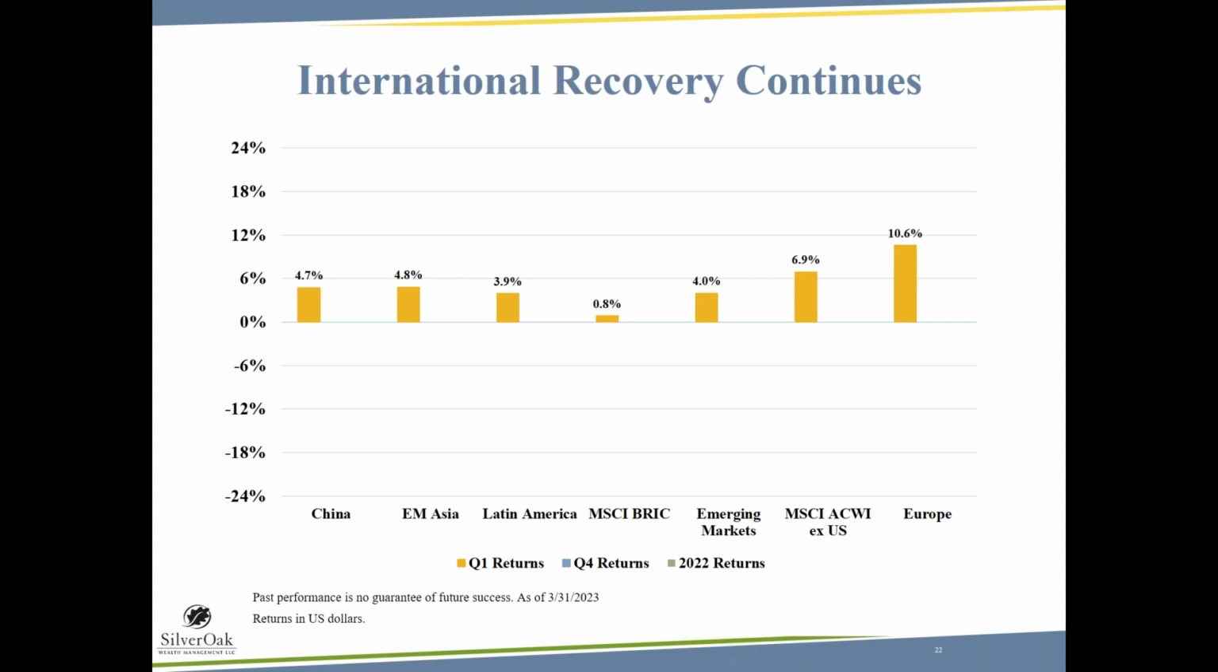Yeah. And so here we're showing Q1 returns, which were fairly nice. Now, the one in the middle, MSCI BRIC, was up a little bit less, and that had to do with India and China and that kind of region.